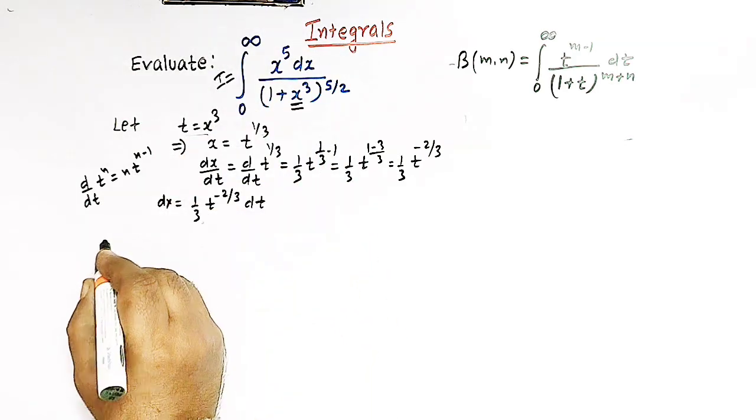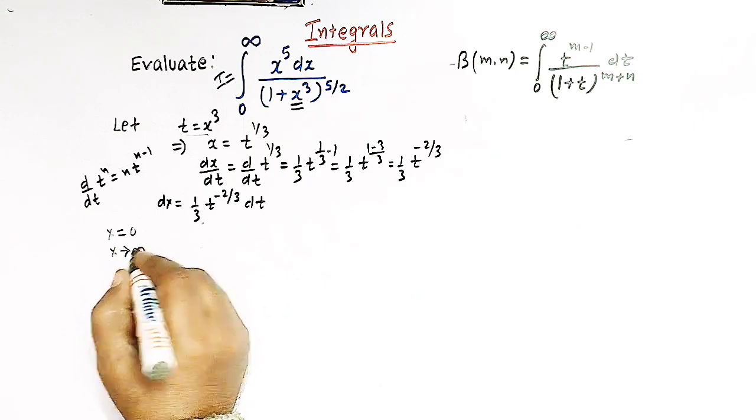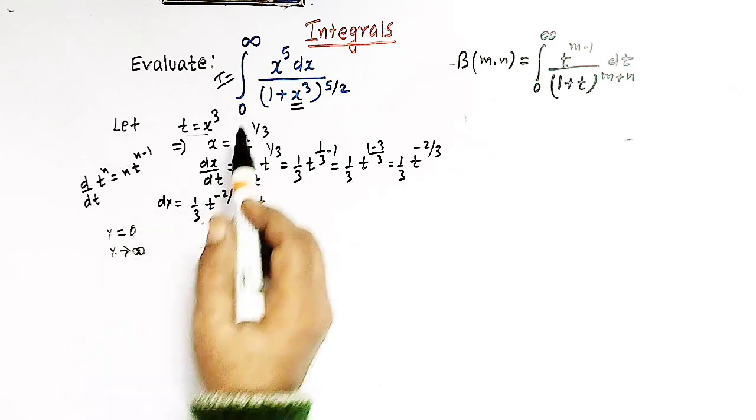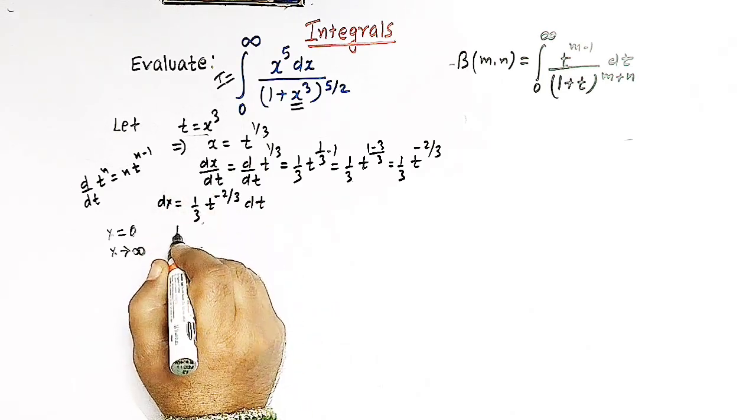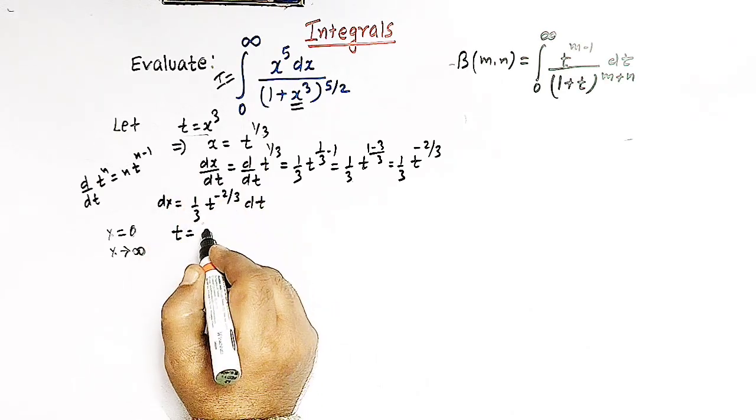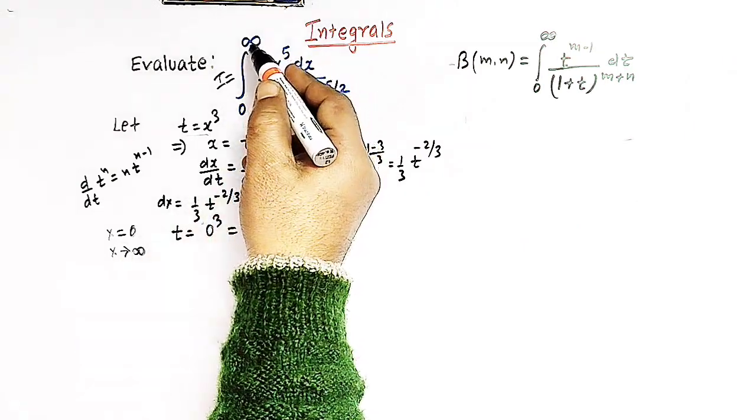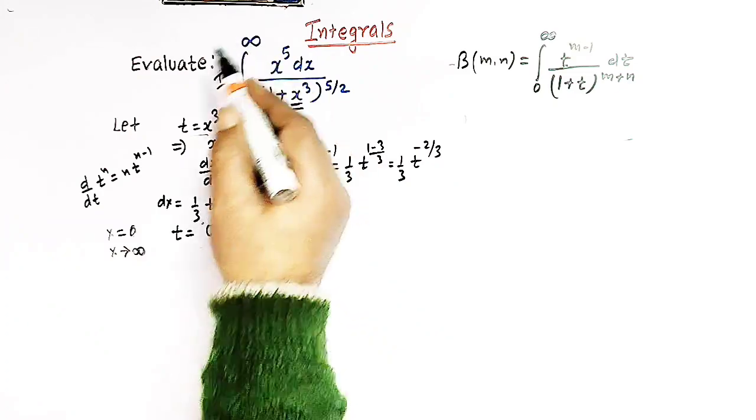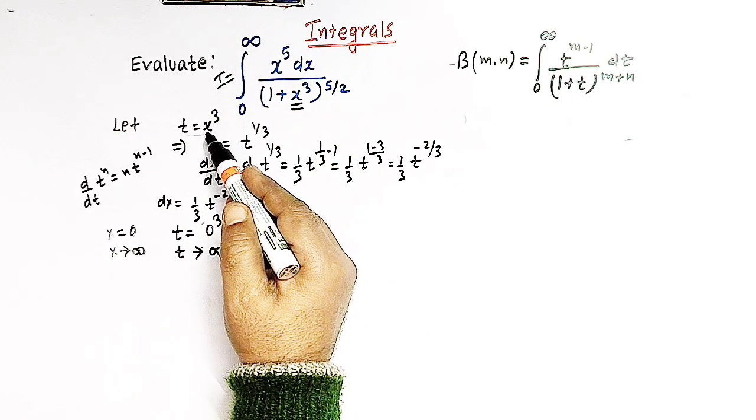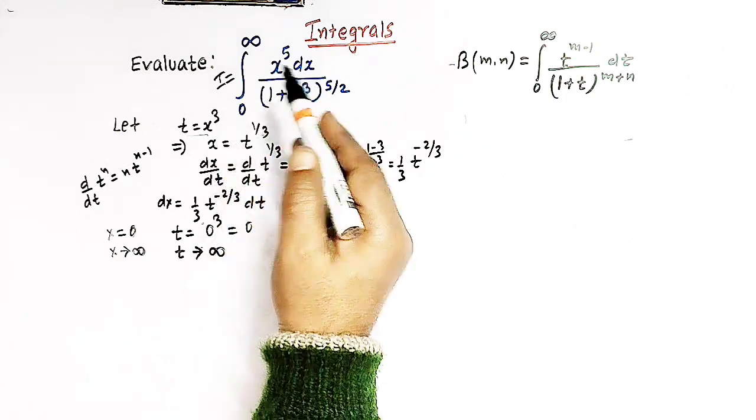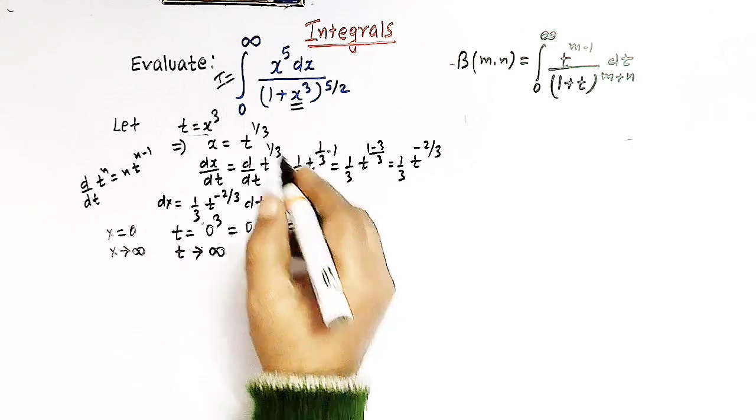So here x varies from 0 to infinity, right? So when x is 0, 0 is the lower limit. The value of t can be obtained from this relation. So we have 0 cube, that is 0, and when x tends to infinity, that is the upper limit, then t also tends to infinity due to this result, right? So now let us write this integral I in terms of t.